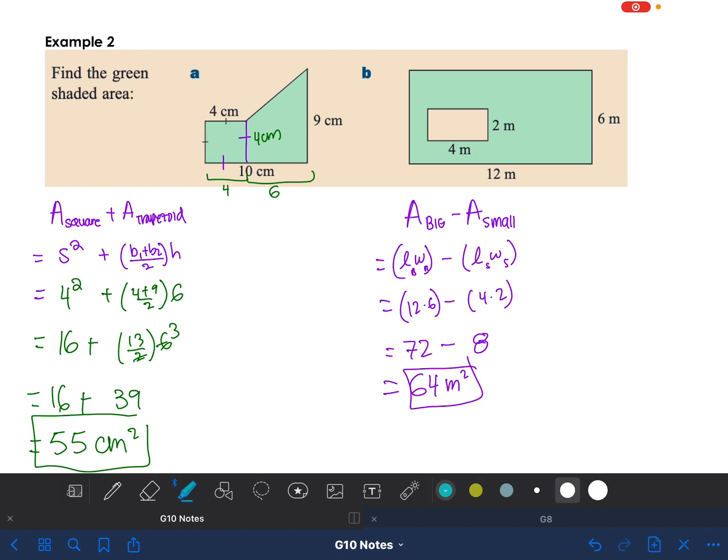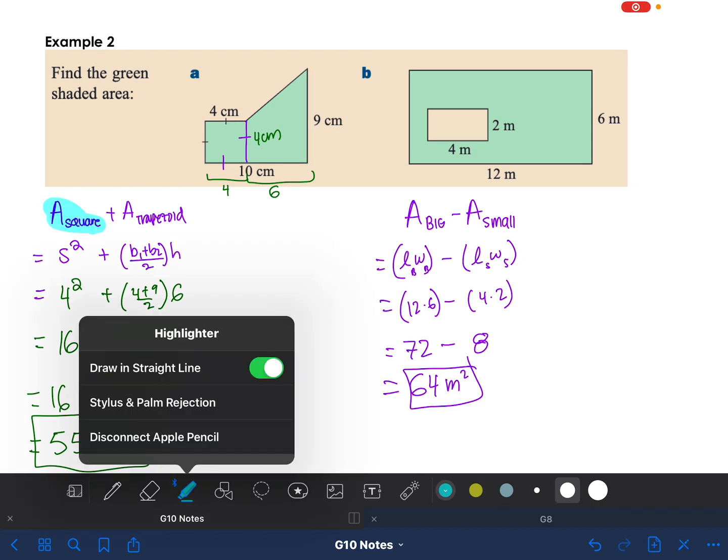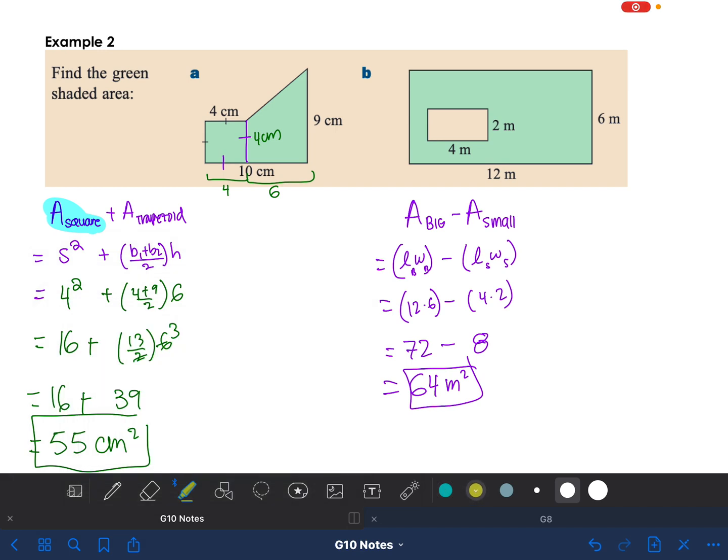So I calculated the area of the square. And then the tricky part was finding the area of the trapezoid, because we had to figure out the base, and then we needed to figure out the height as well. So I just subtracted 10 by 4 to get 6, and we know that the other base is 4, so we get 55 centimeters squared.